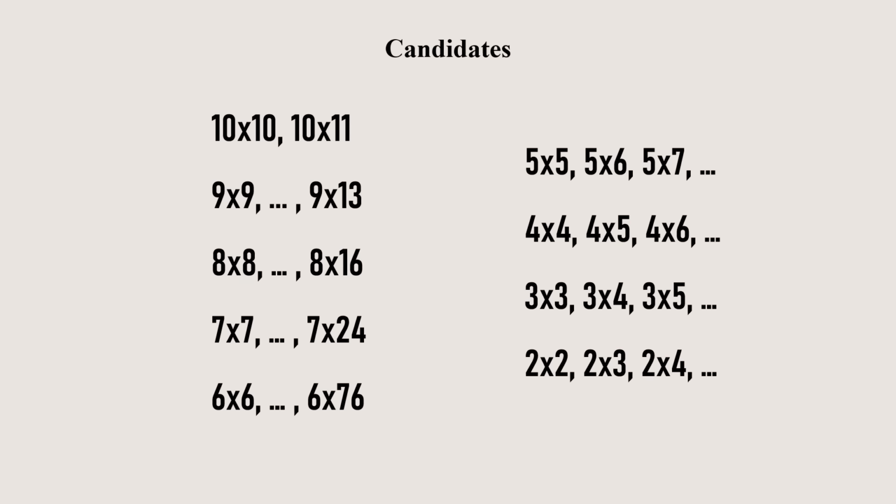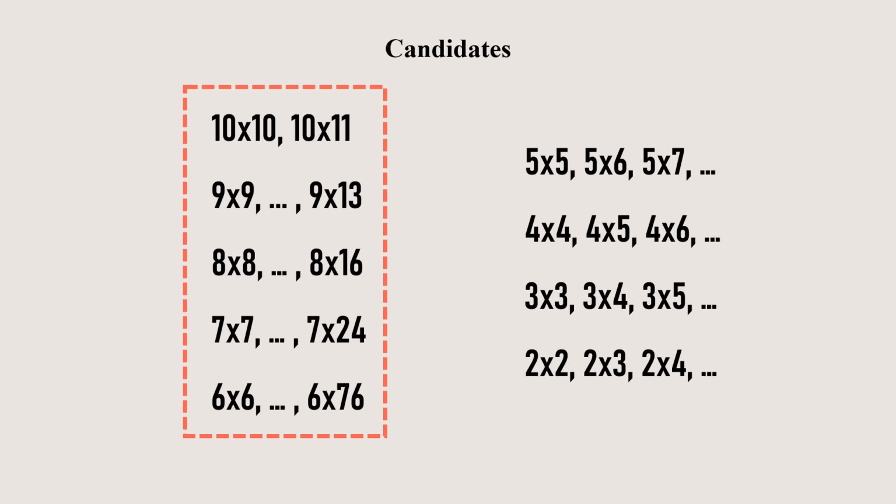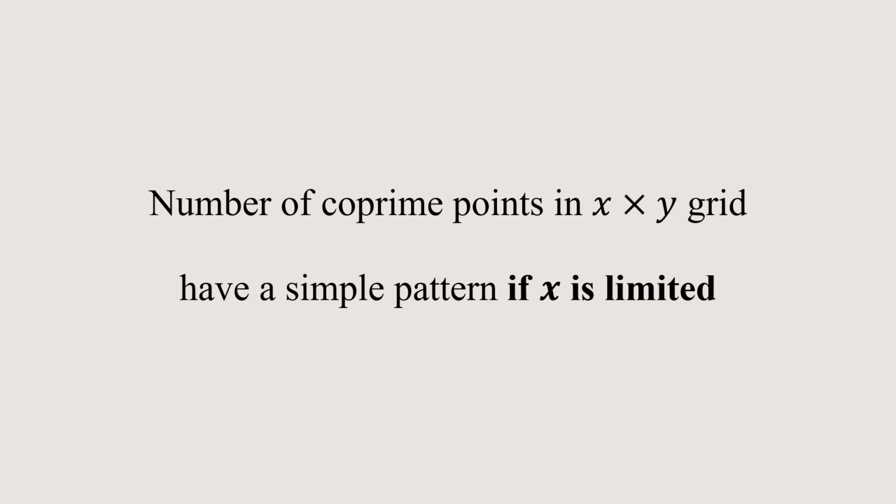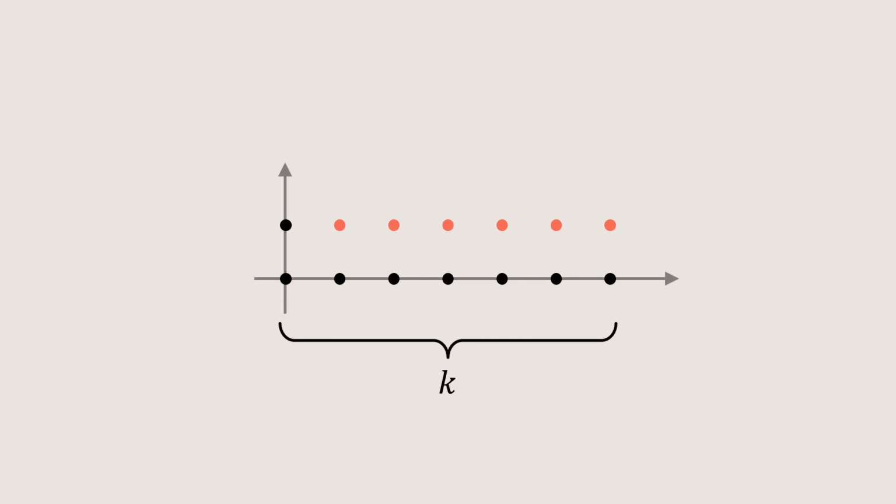We can check them one by one. For x equals 6 to 10, we can just check all of them, and conclude that only 7 by 7 satisfies our condition. For x less than 6, we need a bit more thinking since there are infinite number of them, but it's not that hard, because the number of coprime points have a simple pattern if you limit them to x less than 6. For example, this is a 2x grid in the xy plane.